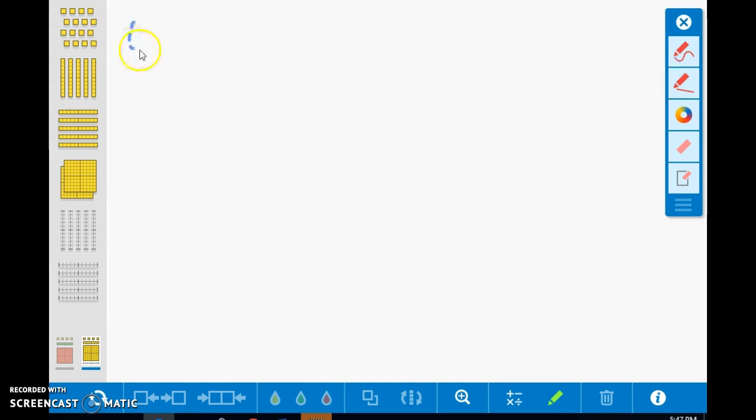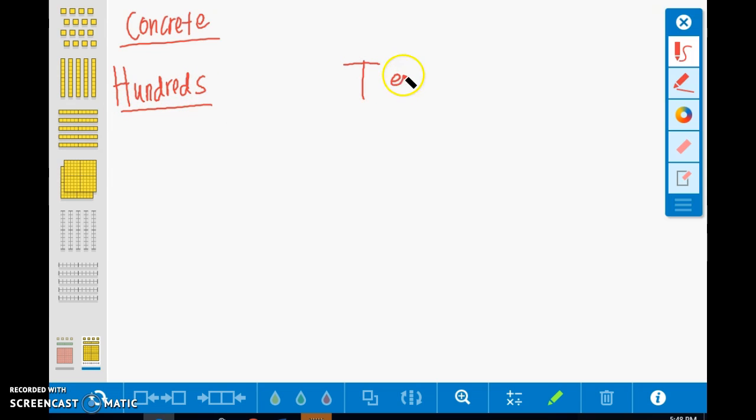So first, for our concrete part, we will use our manipulative here. We want to start with hundreds, then move on to tens, and lastly, ones. So the first portion of the problem says, Matthew read 217 pages of his book.